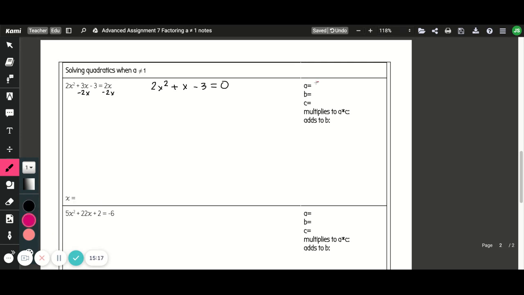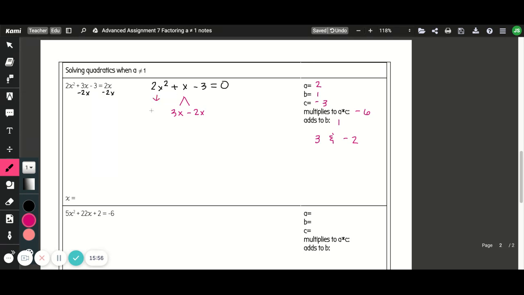Now my a is 2, my b is 1, and my c is negative 3. So I need to find two numbers that multiply to 2 times negative 3, which is negative 6, and add up to my b, add up to 1. So those two numbers are 3 and negative 2. Okay, so we're going to split the middle term into 3x minus 2x. So remember that 3x minus 2x is still the same as 1x. I've just split it apart.